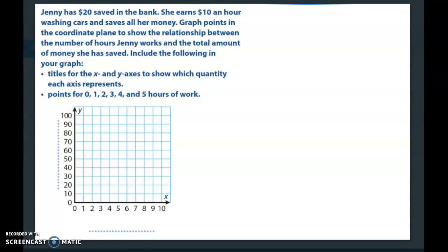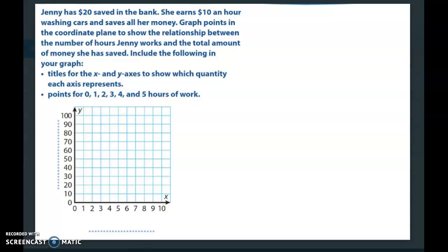We're building off the information that we learned about the coordinate plane yesterday. Yesterday they gave us the points and we analyzed them. Now they took those points away and we're going to actually be plotting those points based on the scenario that's given to us. So let's read about this.